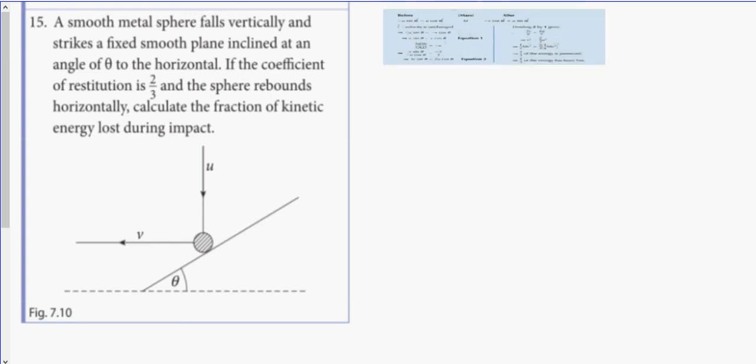Now, a smooth metal sphere falls vertically and strikes a smooth plane inclined at an angle theta to the horizontal. The coefficient of restitution, e, equals 2/3. The sphere rebounds horizontally. Calculate the fraction of kinetic energy lost during impact. It doesn't matter, we're going to assume it hits it at u.